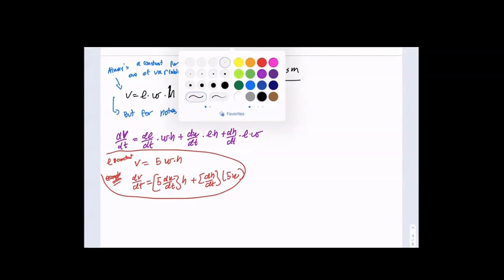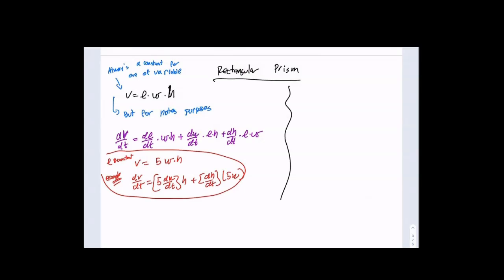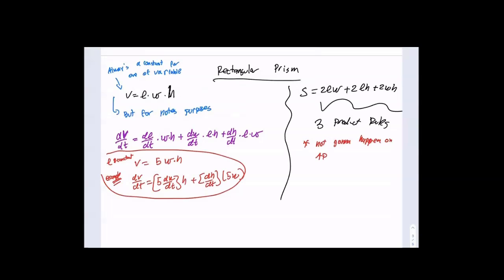I've really never seen the other one, but I'll do it anyways real quick here. So surface area would be 2LW plus 2LH plus 2WH, and I'm not going to do it, but this would be just three product rules. Not going to happen on the AP exam unless one or two are constants.